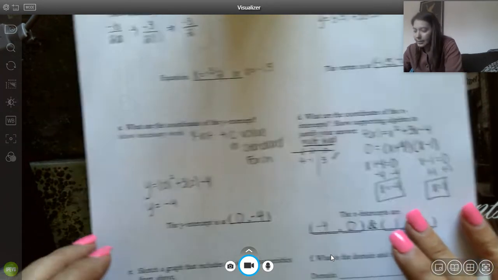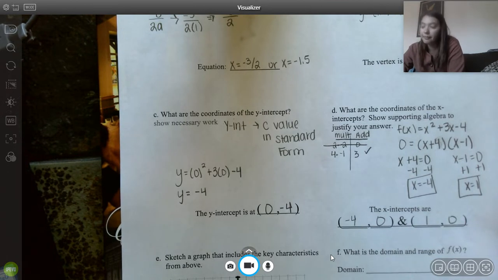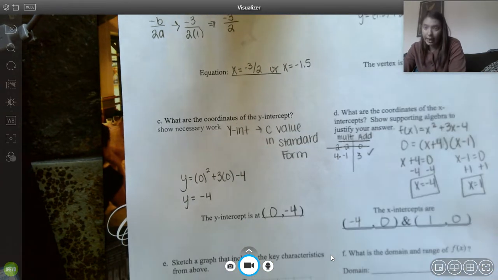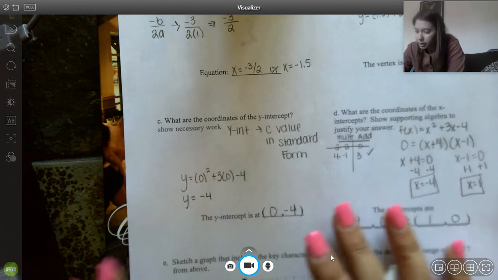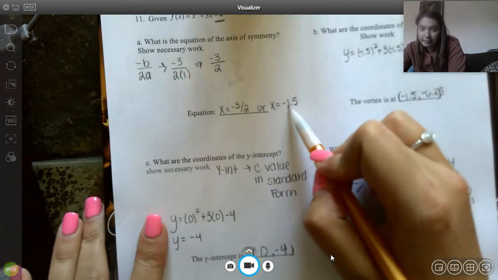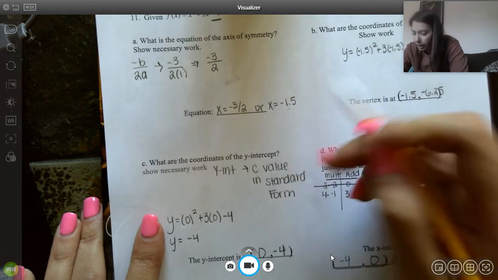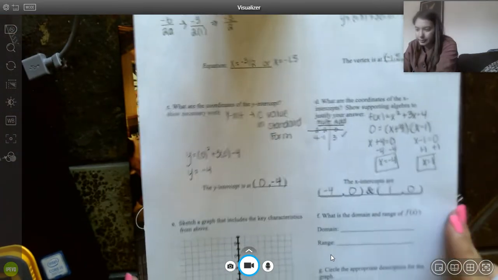Part E now is asking us to sketch a graph that includes the key characteristics from above. So we're pretty much going to take everything we did in A, B, C, and D and plot that, and then we can just fill in the parabola once we know all of those. So we know that our axis of symmetry is negative 1.5. So we're going to go over here where we see this x value of negative 1.